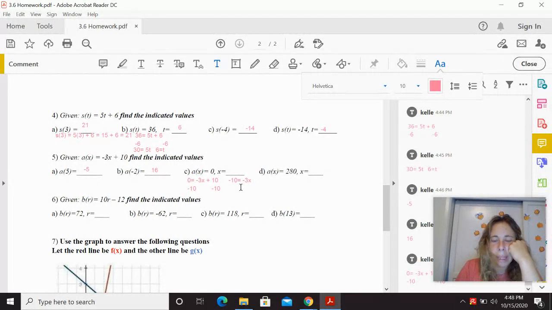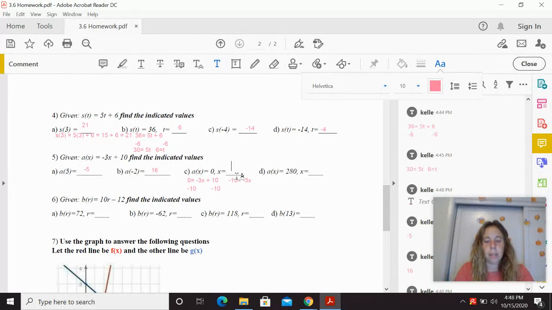Negative 10 divided by negative 3 you can leave as a fraction, 10 over 3. But it turns into positive because a negative divided by a negative is a positive. If you want to turn it into a decimal, you can, but you can also leave it there.